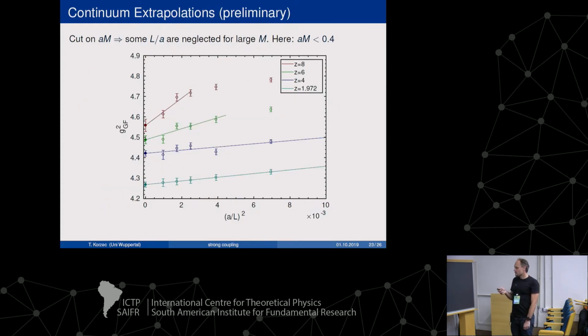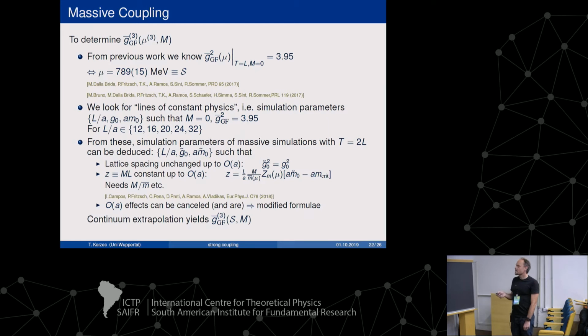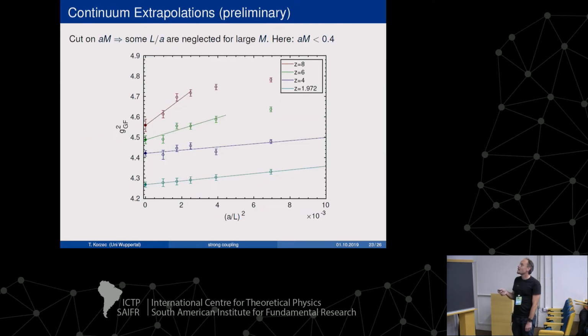First of all, the continuum extrapolations of these massive couplings for the different masses are shown here. This is Z equal to 2, 4, 6, and 8. So the higher Z, the higher the mass, the better decoupling works, but the more difficult these continuum extrapolations become. And clearly, in these cases, we would like to have maybe also finer lattices to have full control. But for the moment, this is what it looks like.